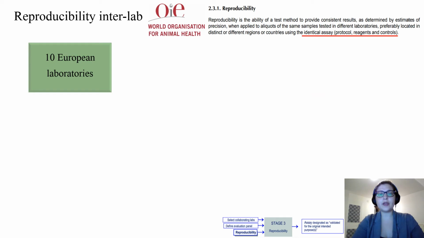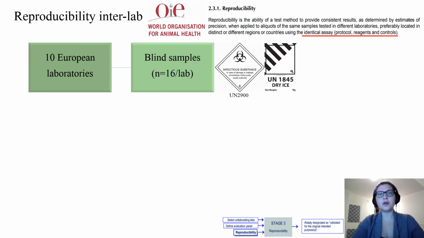The third step is interlaboratory reproducibility. In the framework of the annual proficiency test, 10 volunteer laboratories participated in the validation of the method. For this purpose, 16 blind samples were sent to them.